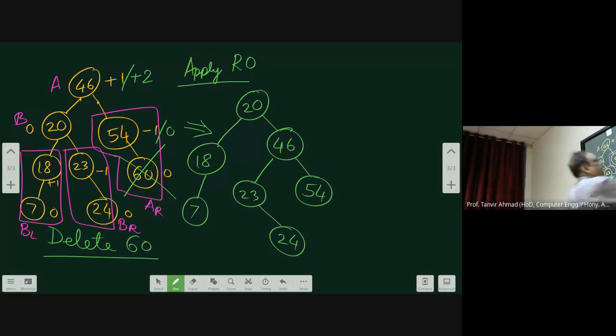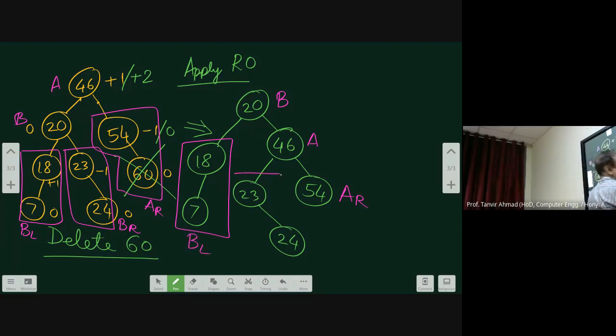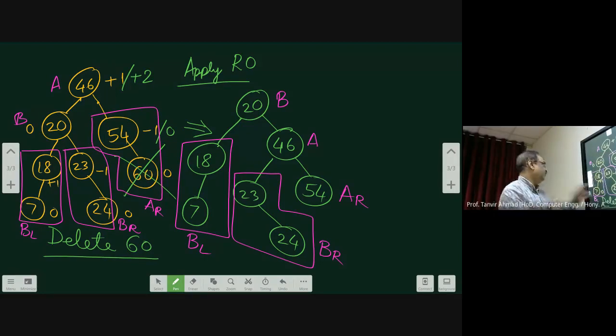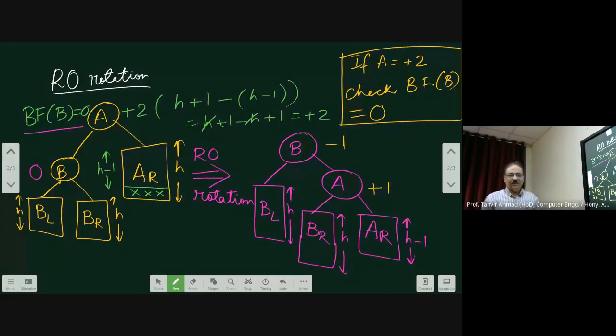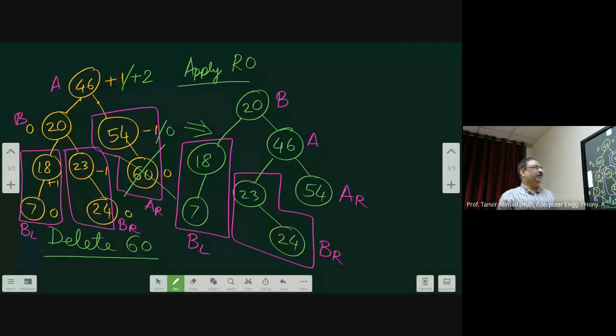Now you are going to check over here. This is B. This is A. This is AR. Now this is BL. Now you check with this one. Same. We are in the left of A. Here also we are in the left of A.